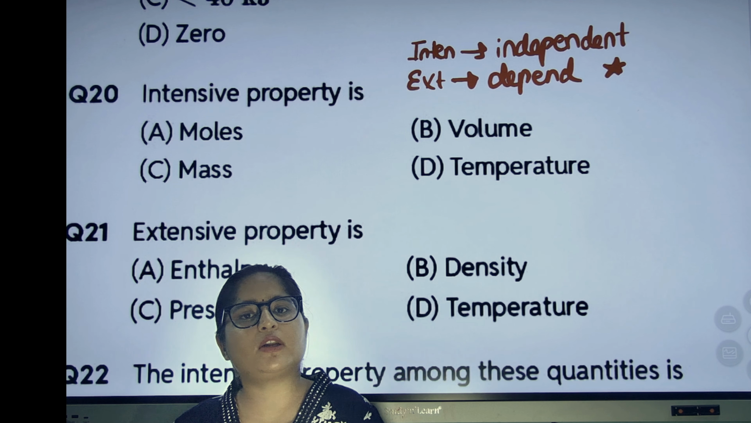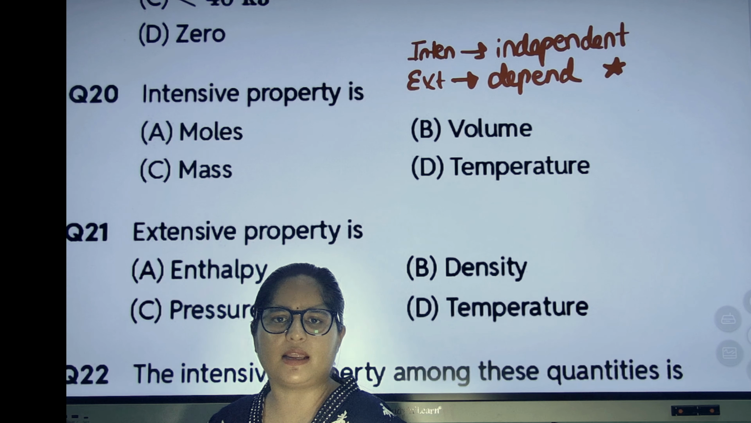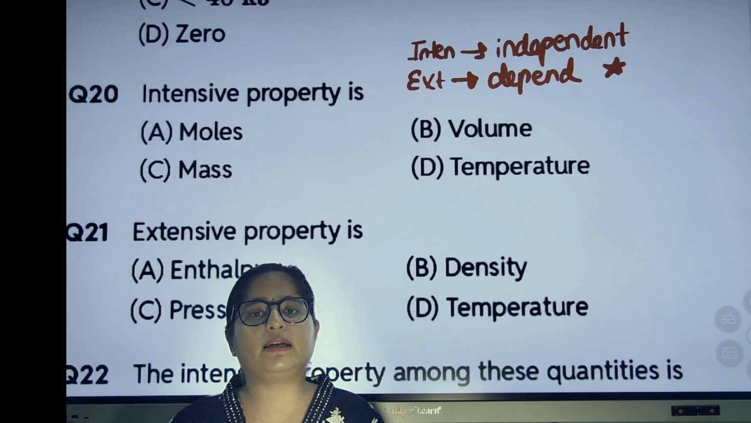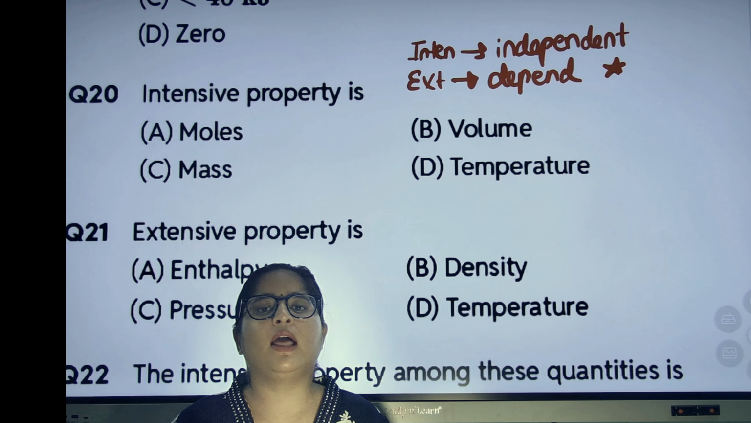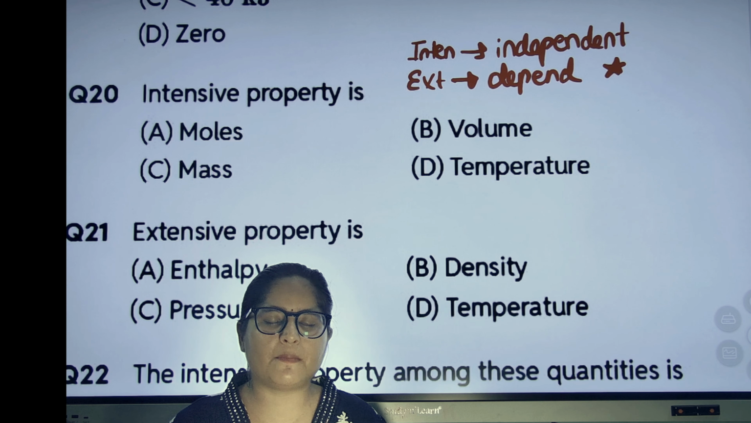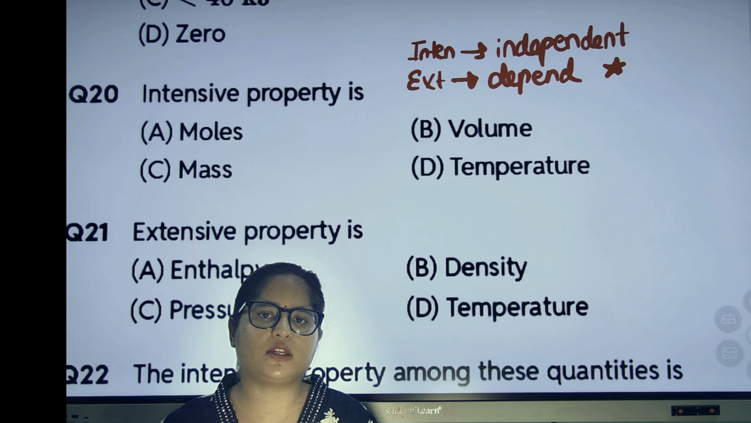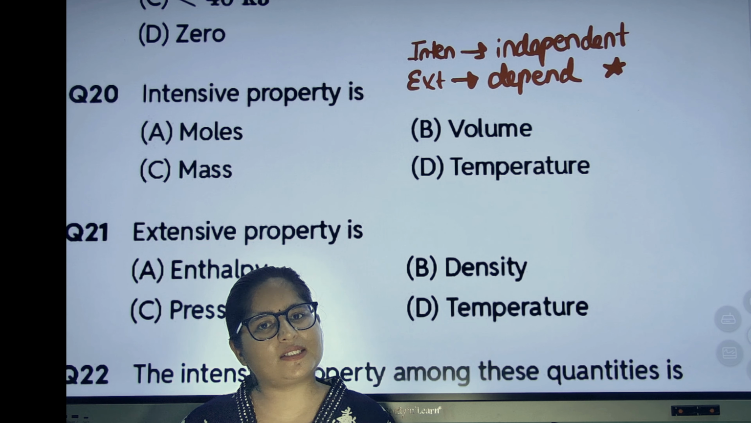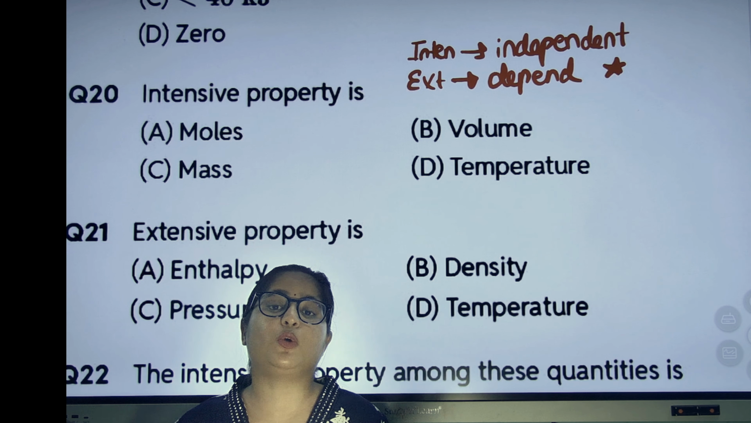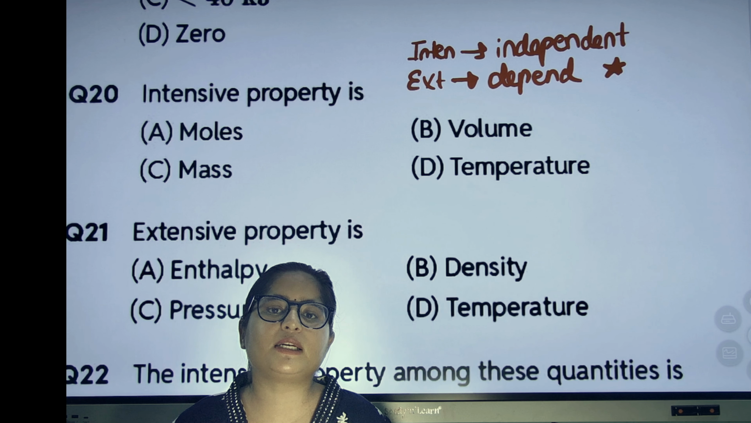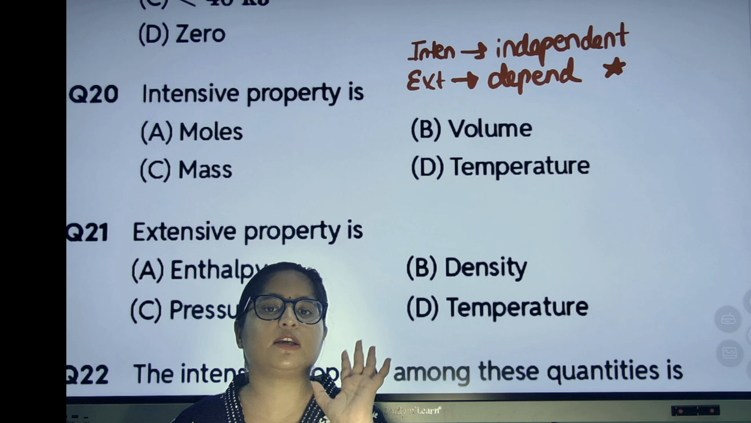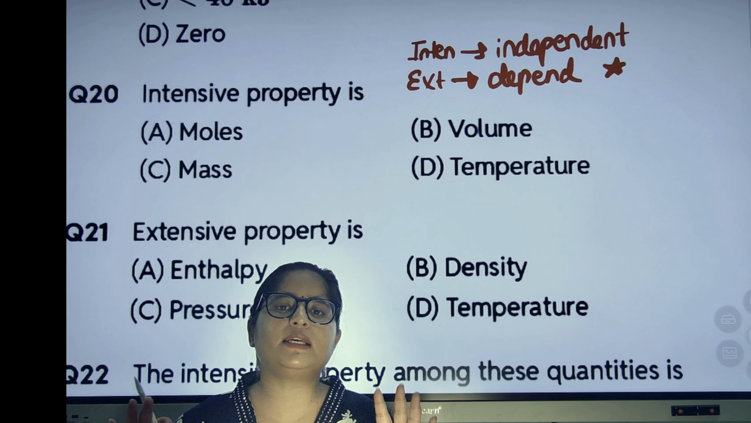Now, for example, I have taken an acid X. The pH of that 1 liter of acid is 3. Now I split it into two half-liter portions in two containers. Will the pH change? Will it become 1.5? No, the pH will remain the same, which means it is an intensive property. I hope it is clear. Something which is depending is extensive, something which is independent is intensive.